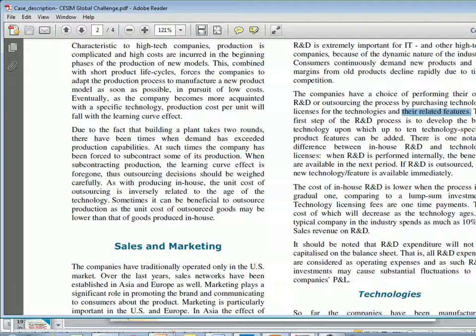But you know what? To buy it, it costs more money than if you make it yourself. So it costs more, but it's available immediately. So if you outsource and you buy technology, which they call licensing, it's right away. But you pay for it. It's more expensive than if you make the R&D or the chicken in-house.